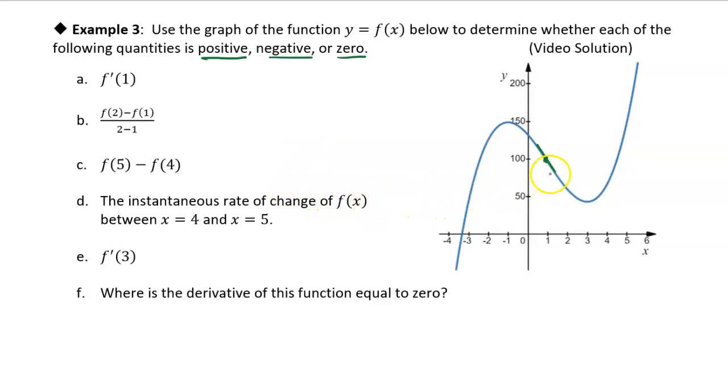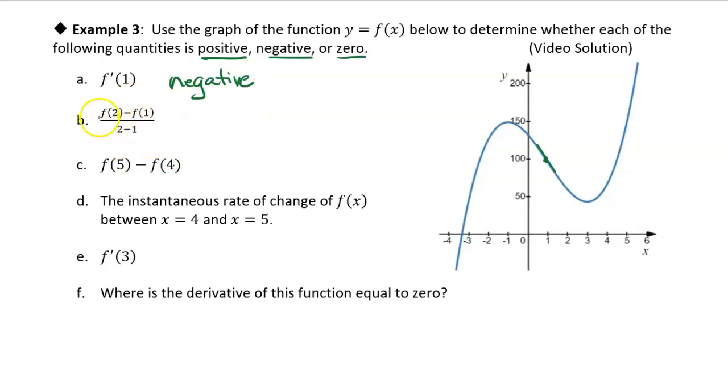And the derivative is going to be the slope of this tangent line. Now, the line has a negative slope, right? Because it's going downward as x increases, right? So that means that the instantaneous rate of change, or the first derivative of the function at 1, is going to be negative, because the slope of that tangent line is negative.